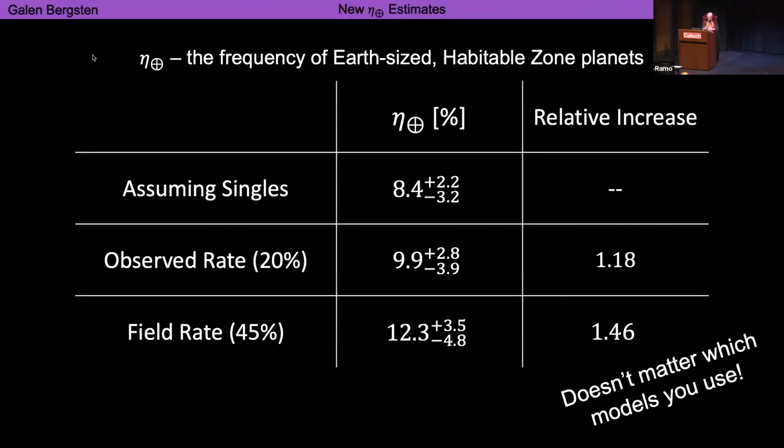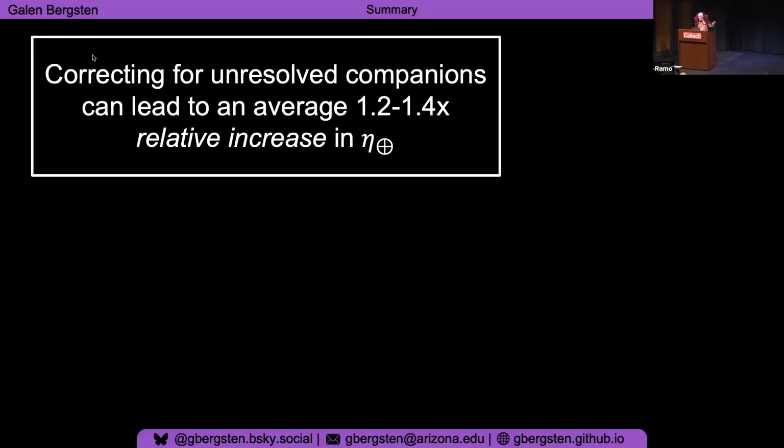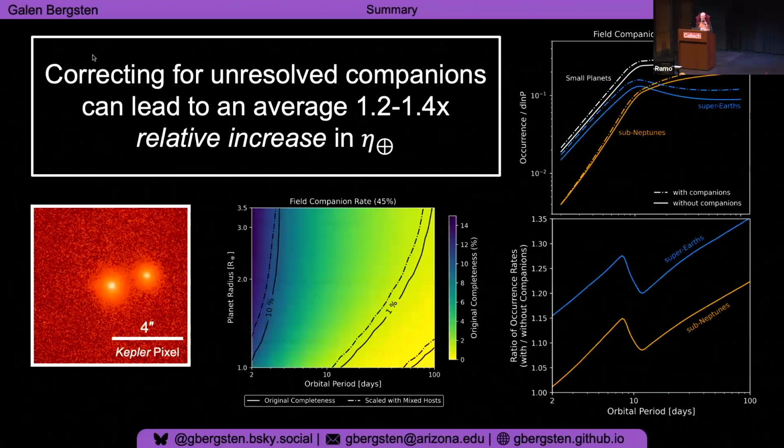So that's the takeaway I'll leave you with, that correcting for these unresolved companions can give you a boost to your eta-Earth estimates by a factor of like 1.2 to 1.4. And with that, I'll close things off here, and I'd be happy to take any questions.